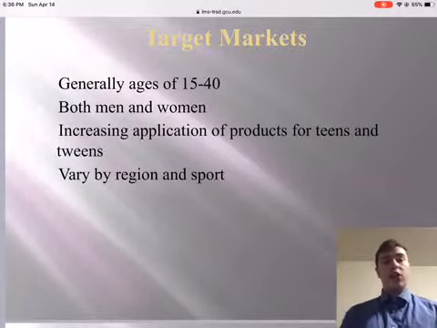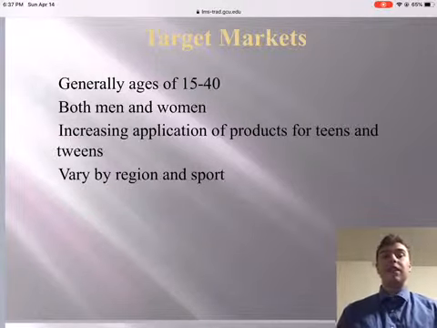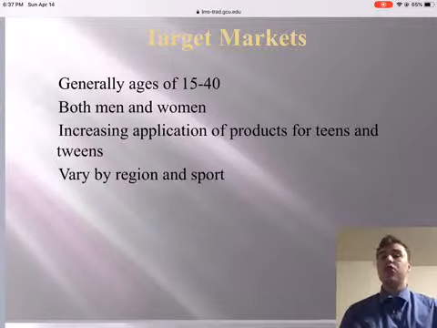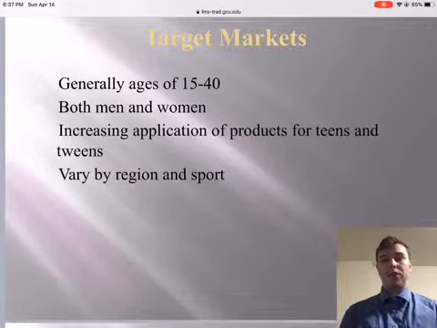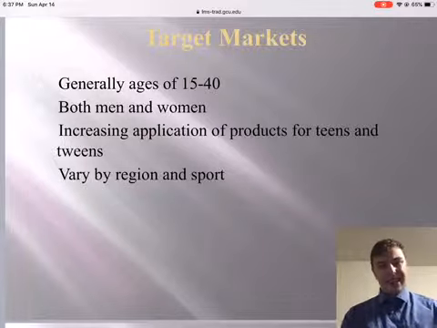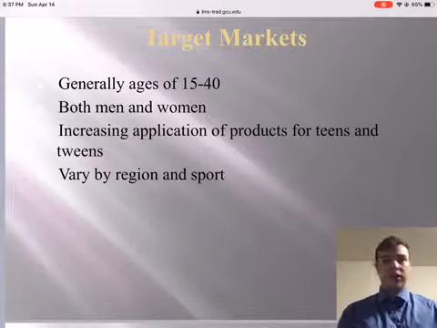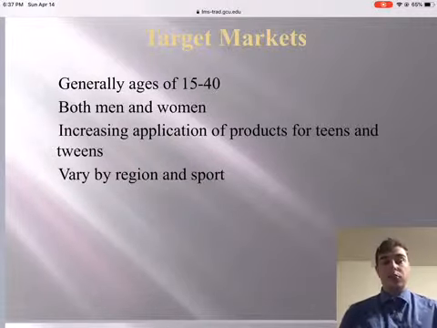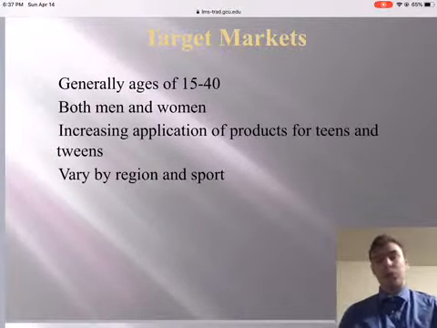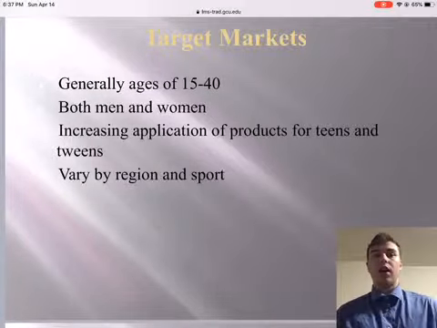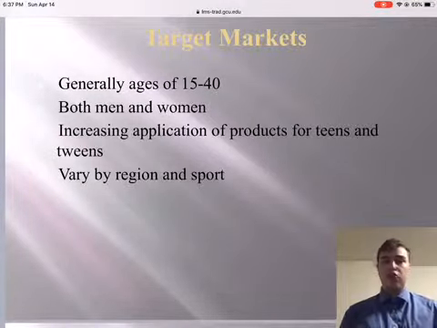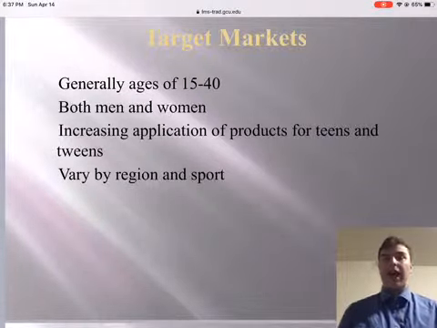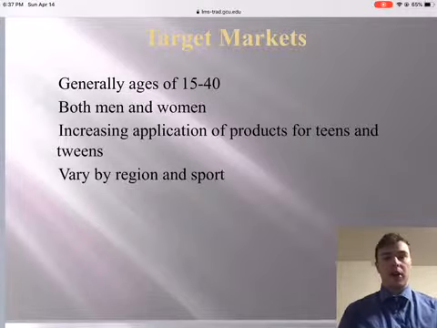The target markets are usually between the ages of 15 and 40. This is seen because people in this age range are generally the most desiring of athletics, and are therefore the people who are going to be using Nike products. Nike is going to be target marketing both men and women. As I'll reference later, there's a commercial called Dream Crazier, and it's from the perspective of women, and it's really good. I'll talk about it later.